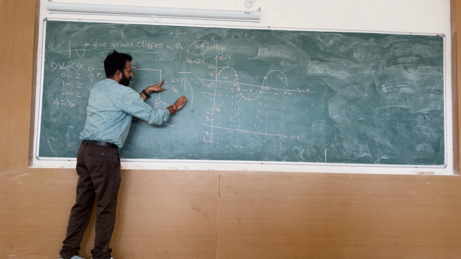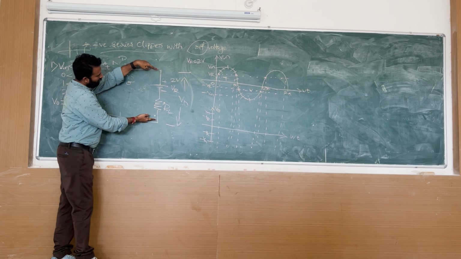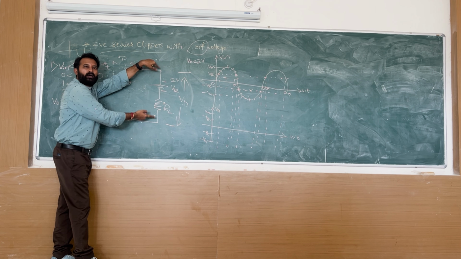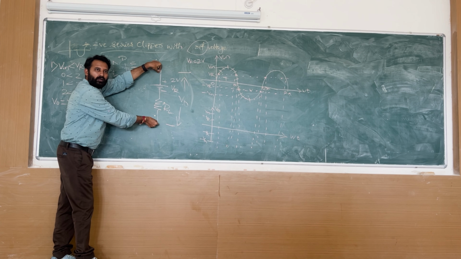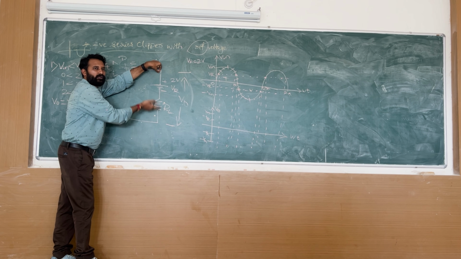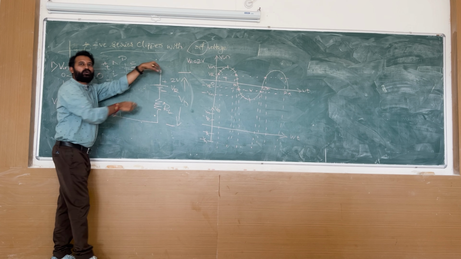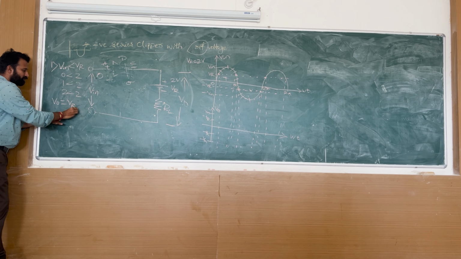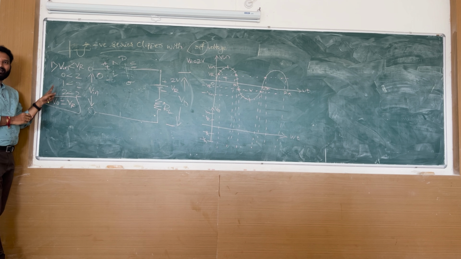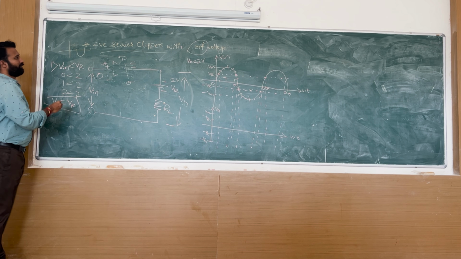Focus here. Where are you measuring the output? Here we'll put two wires. Any voltmeter or digital ammeter will connect here. What is the voltage available across here? 2 volt. So what is your output? 2 volt means VR. VR is 2 volt. Understandable?